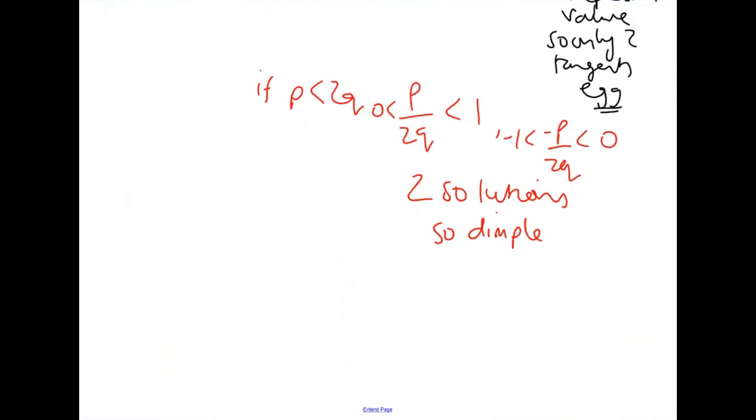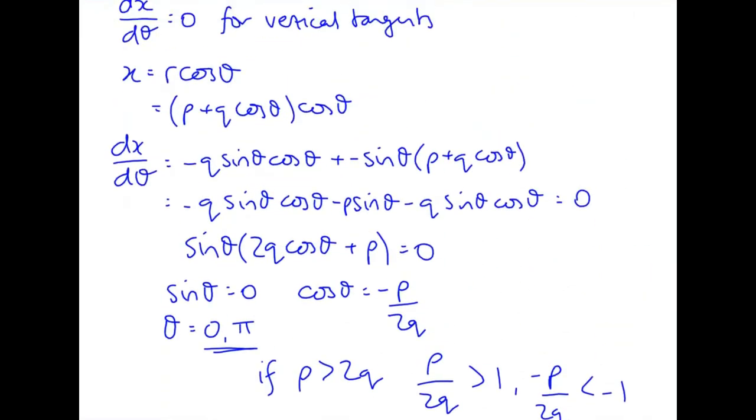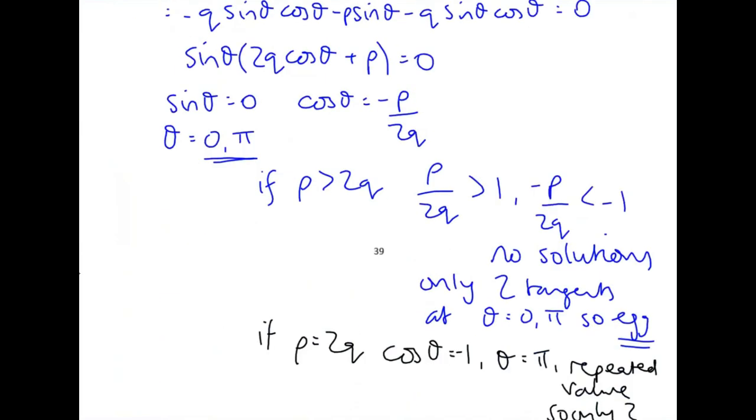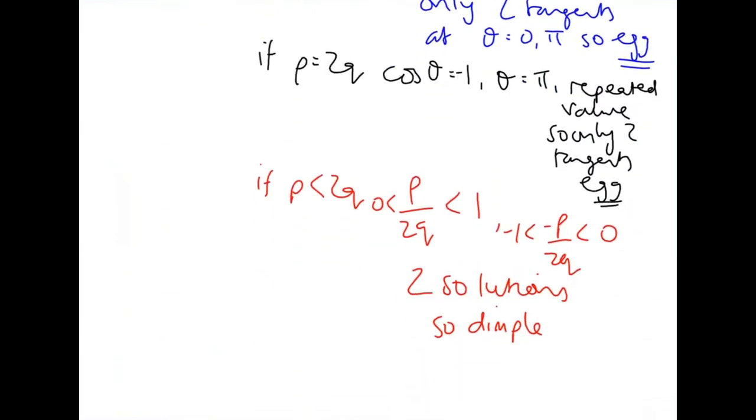This is a dimple. We're not going to cover a cardioid because A, it's not in the question, and B, cardioids are a bit complicated because quite often they have a negative loop in there. You'd find a tangent at that one, but it would have a negative r value. We're not going to cover that.